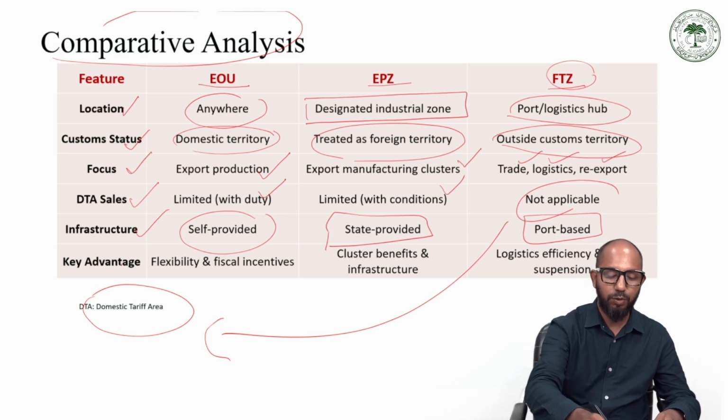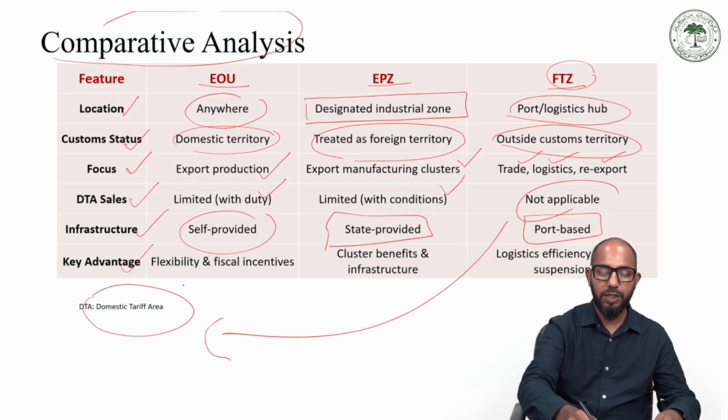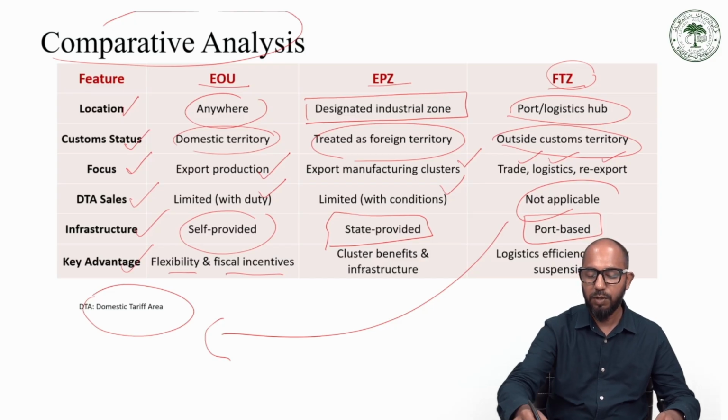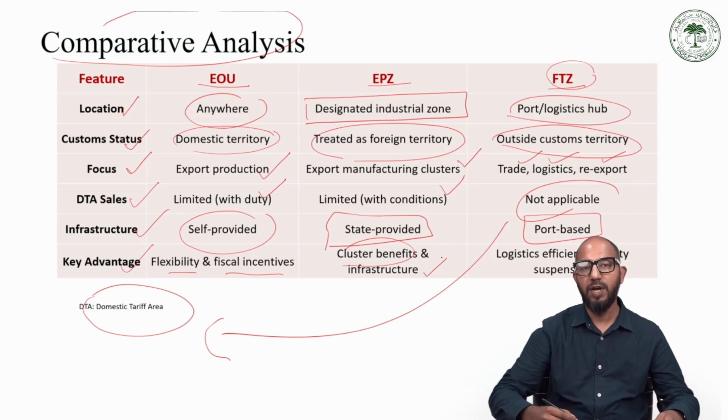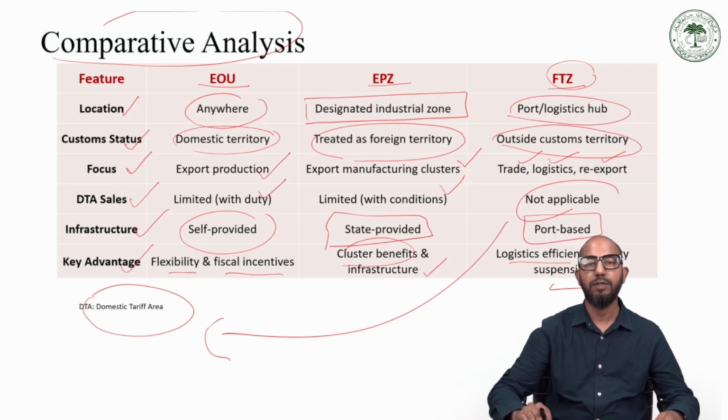Finally, with respect to key advantage, the key benefit of EOU is flexibility and fiscal incentives. On the other hand, the key benefit of export processing zones is cluster benefits and infrastructure. And finally, the benefits that accrue from free trade zones are logistics efficiency and duty suspension.